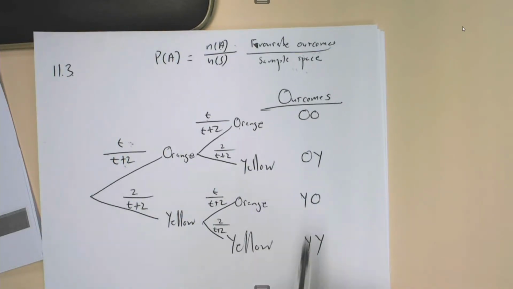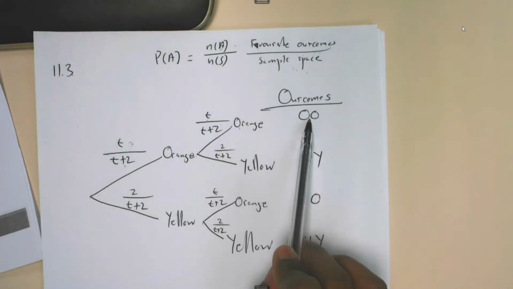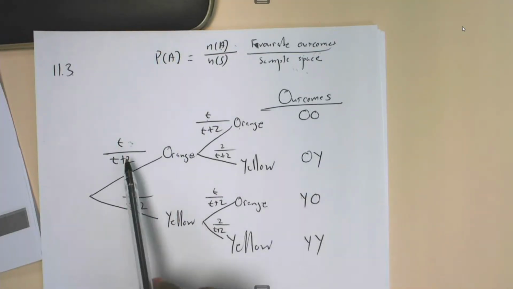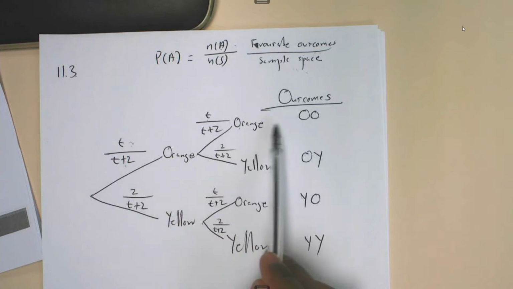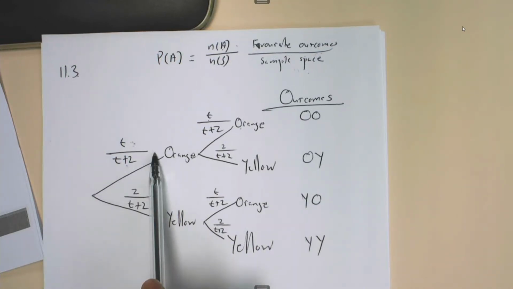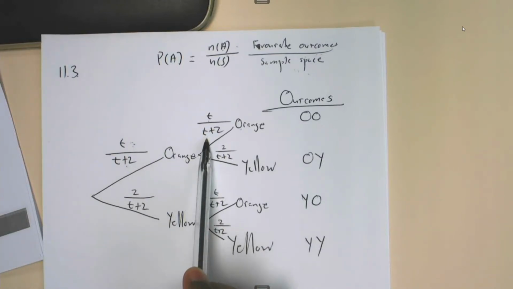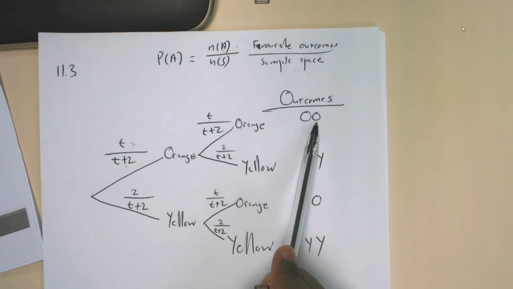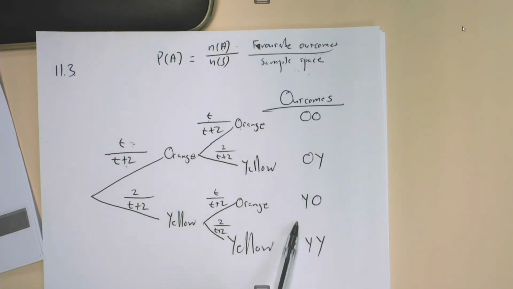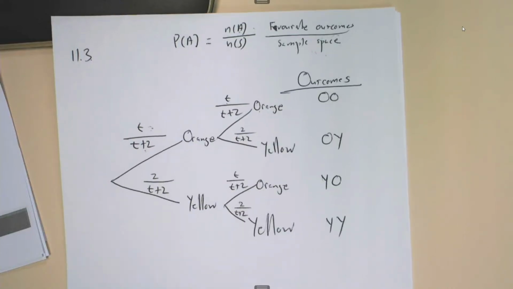And remember, to find the probabilities of each outcome, what do you do? You multiply. You multiply the probabilities that got you there. So the probability of the first outcome will be the probability of the first event, which is T over T plus 2, multiplied by T over T plus 2. Same applies with every other event.